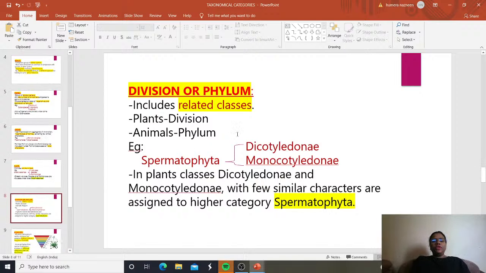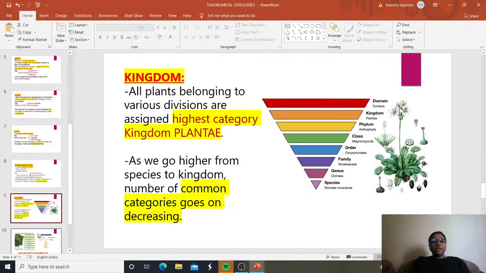And finally we have division or phylum. If we are classifying animals, it is phylum, and if we are classifying plants, it is division. Related classes are placed under this. Dicotyledonae and Monocotyledonae are placed under the higher category or division, Spermatophyta. And finally, kingdom is the highest category. All the plants belonging to various divisions are assigned a single highest category, kingdom Plantae, and animals are given the kingdom Animalia.